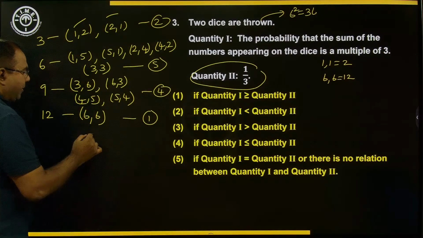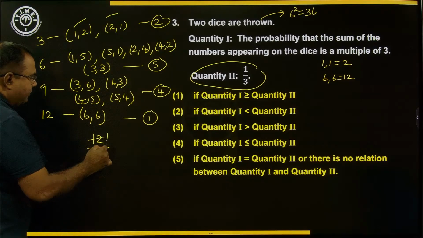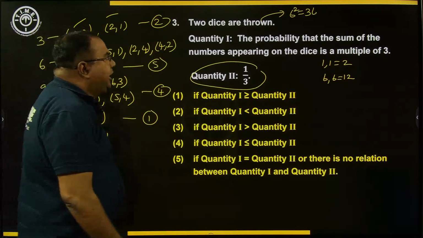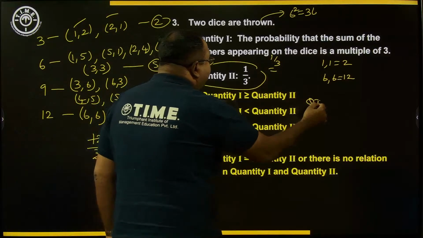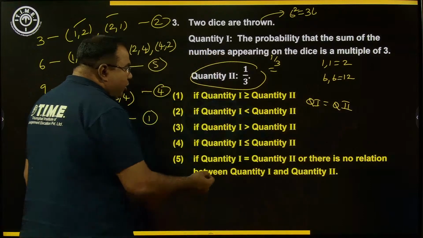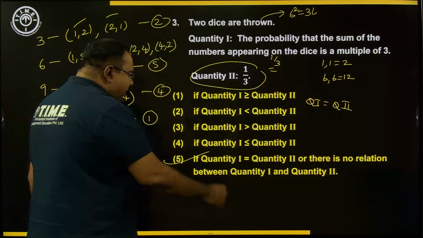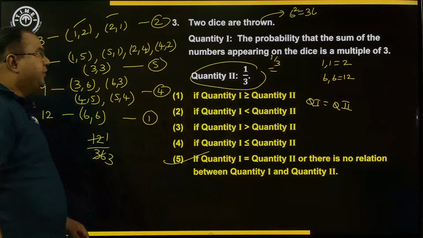So the total probability will be 12 out of 36. Quantity 1 is 1 by 3. My quantity 2 is also 1 by 3. So clearly quantity 1 is equal to quantity 2, and no relationship needs to be established. It is choice 5. We got quantity 1 equal to quantity 2. Choice 5 should be your answer.